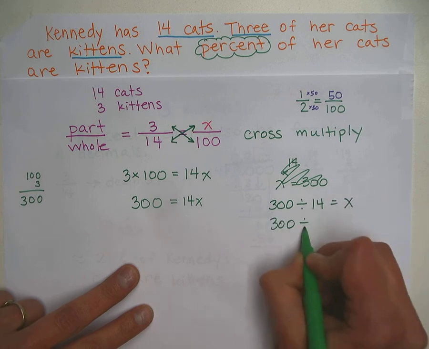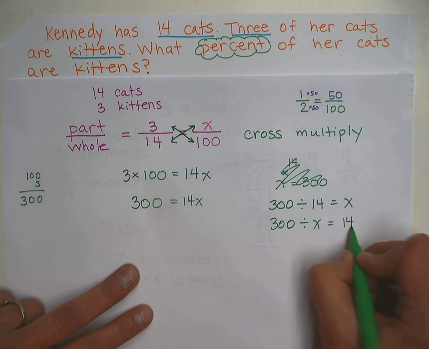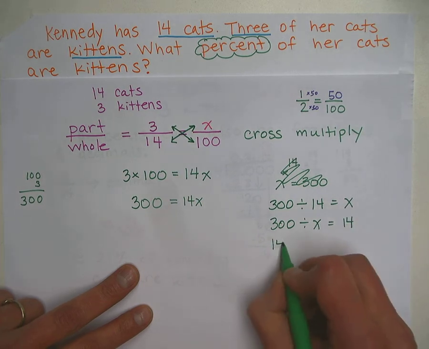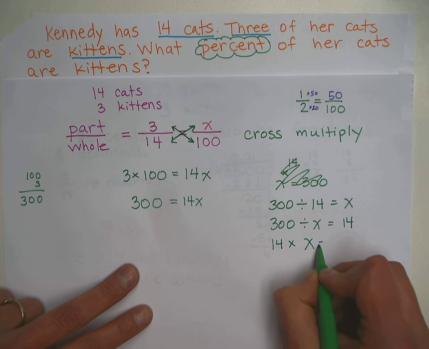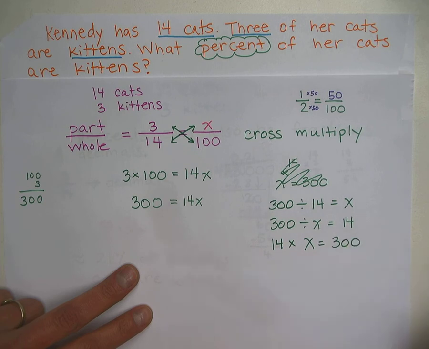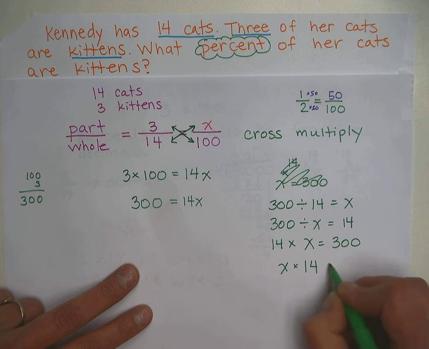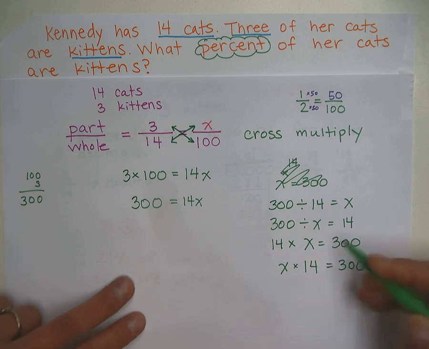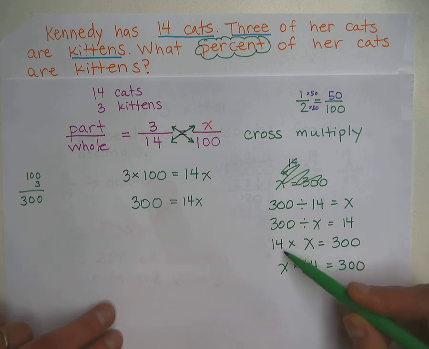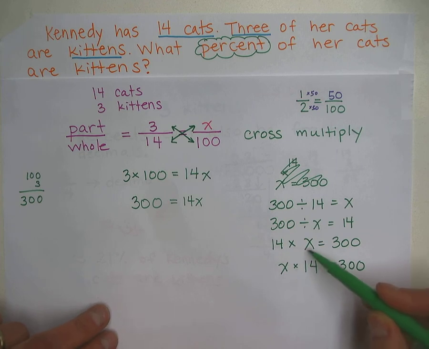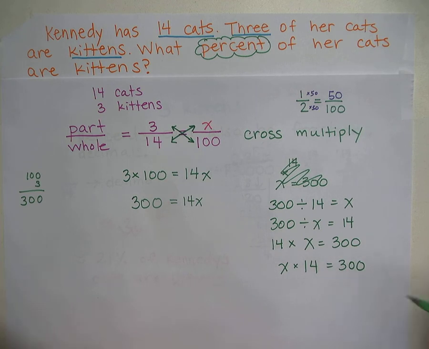But basically 300 divided by 14 equals x. 300 divided by x equals 14. 14 times x equals 300. And you could also even say x times 14 equals 300. And when you look at this written out, you can kind of see why we don't put a multiplication sign in between, because it just looks like two x's.